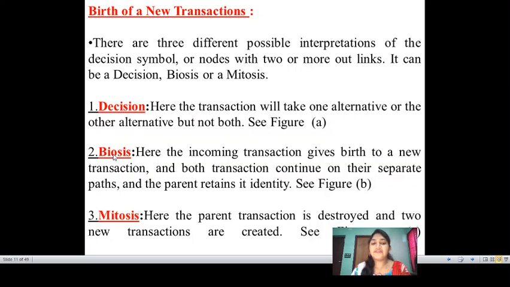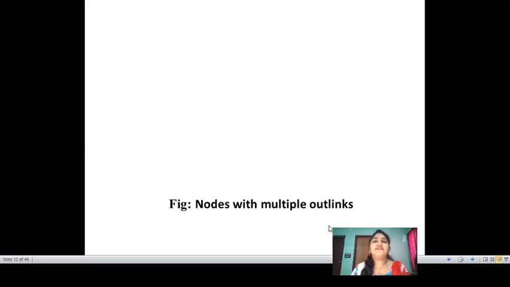Next, coming to biases: one incoming transaction creates a process, then suddenly it gives birth to a new child transaction, but whatever the previous transaction is executing, it keeps its own identity. Such a type of complication is known as biases. Next, the third one is mitosis. Here the parent transaction is processing, suddenly it is destroyed and it gives birth to two new transactions, and this method is known as mitosis.